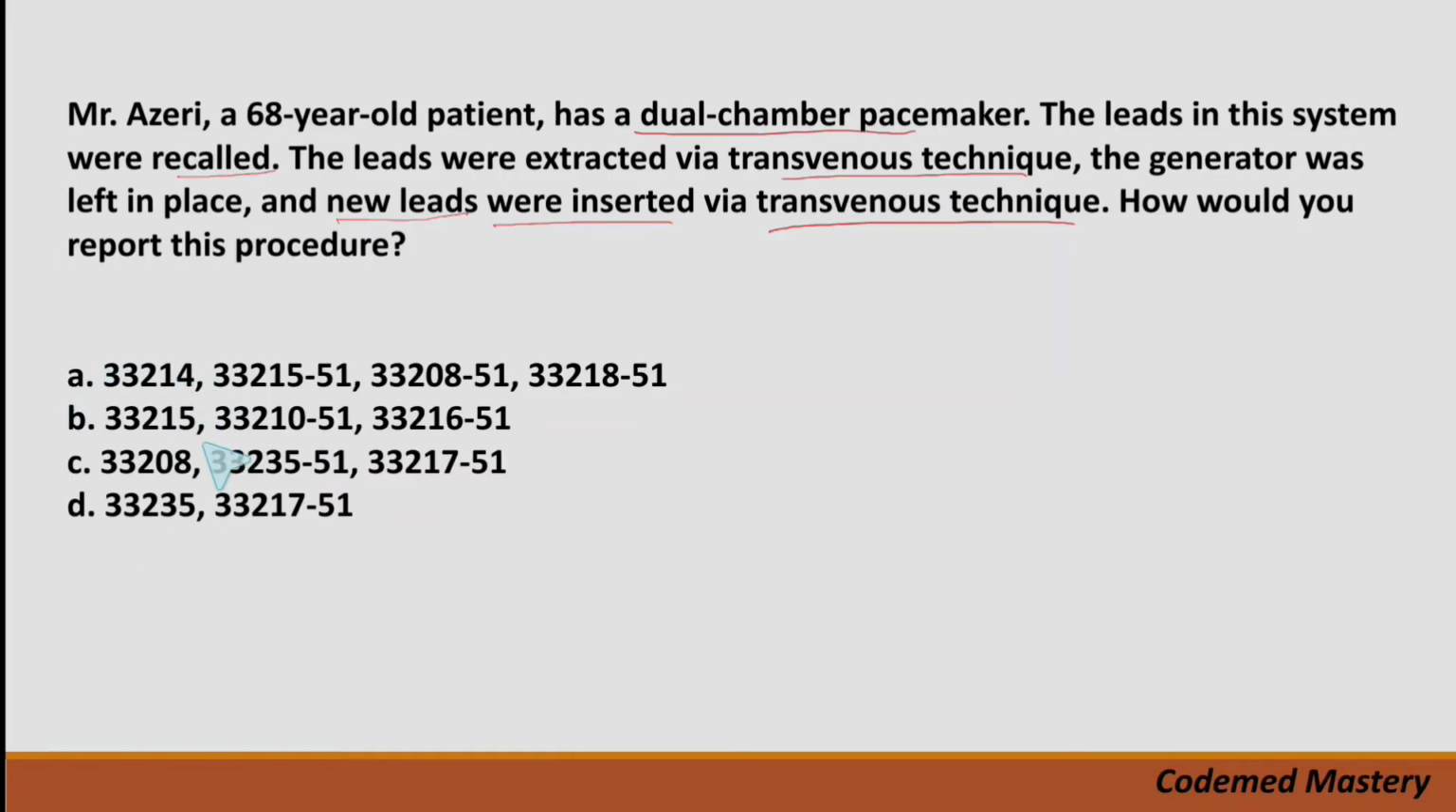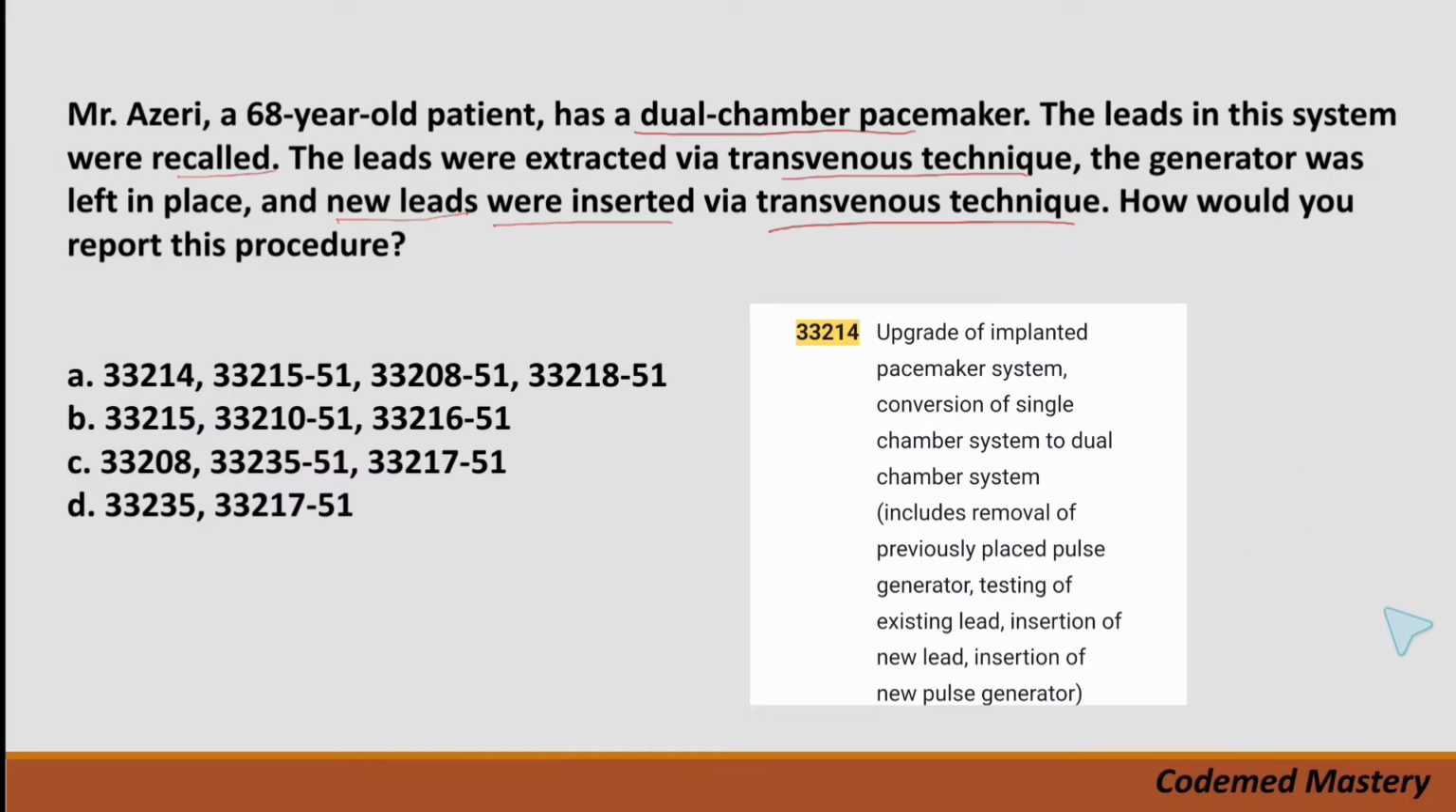So option A, first code 33214. 33214 is for upgrade of implanted pacemaker system, so conversion of single chamber to dual chamber system. But in our question, the leads were extracted and the generator was left in place and new leads were inserted via transvenous technique. So it is not the upgradation of implanted pacemaker system. So we cannot code 33214. Okay, so we'll eliminate option A because the first code itself is wrong.